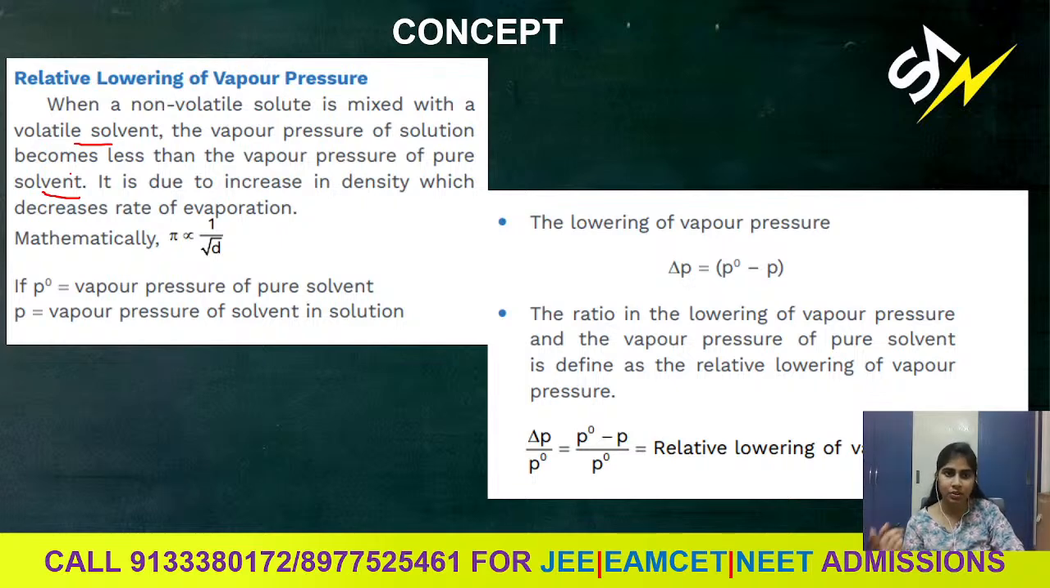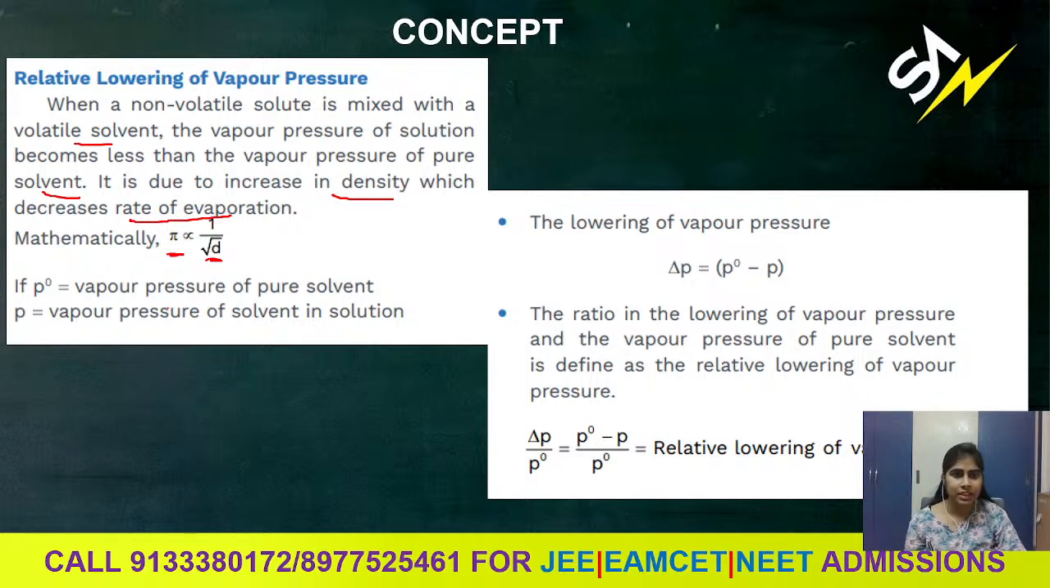After adding the solute, the vapor pressure of the solvent gets decreased from its pure form. It is due to the increase in density, which decreases the rate of evaporation. Since we are adding a non-volatile solute to that volatile solvent, its density is getting increased. What happens if density increases? The rate of evaporation gets decreased. That is shown here. The pressure is inversely proportional to the square root of this density.